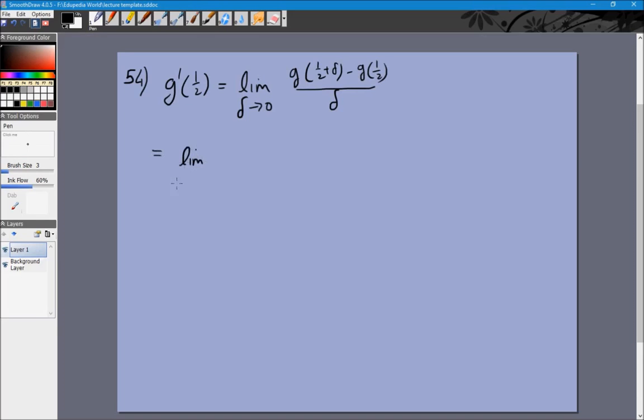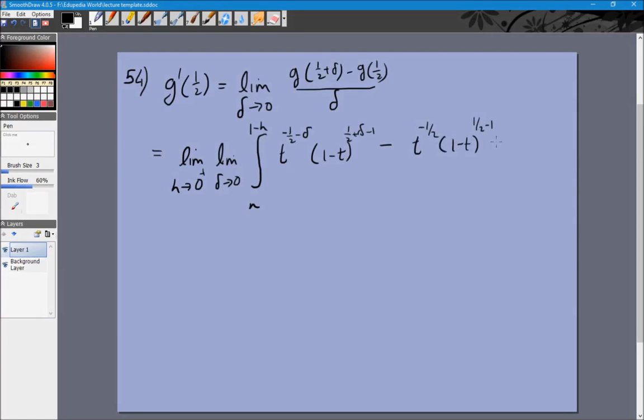Let me just try to write it properly. This is limit h goes to 0 plus, with a limit delta going to 0, the integral from h to 1 minus h of, first we'll put g of half plus delta, that will be t to the power minus half minus delta, 1 minus t to the power half plus delta minus 1, minus g of half, which will be t to the power minus half, 1 minus t to the power half minus 1, divided by delta.